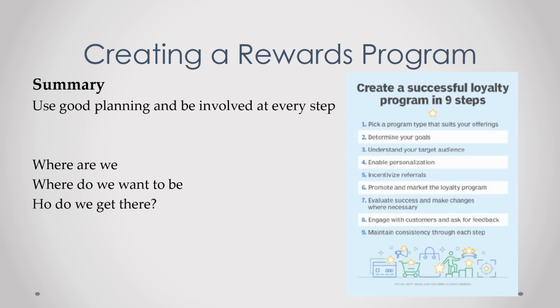In summary, good planning needs to be involved at every step. I have here a little note of nine things that we can do to successfully create a loyalty program. Pick a program type that suits your product offerings and your situation. Determine your goals, understand your target audience, enable personalization, incentivize referrals, promote and market the loyalty program, evaluate success and make changes when necessary, engage customers in a meaningful way, and maintain consistency through each step.